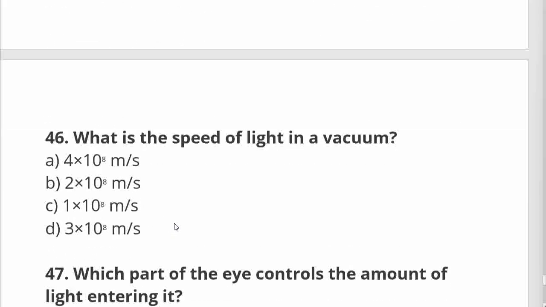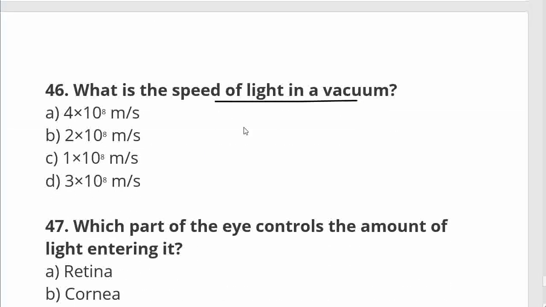Now the next question is, what is the speed of light in vacuum? Options are A 4 into 10 to the power 8 meter per second. Option B 2 into 10 to the power 8 meter per second. Option C 1 into 10 to the power 8 meter per second. Option D 3 into 10 to the power 8 meter per second. The right answer is option D 3 into 10 to the power 8 meter per second. The speed of light in vacuum is approximately 3 into 10 to the power 8 meter per second, a constant used in mainly physics questions.